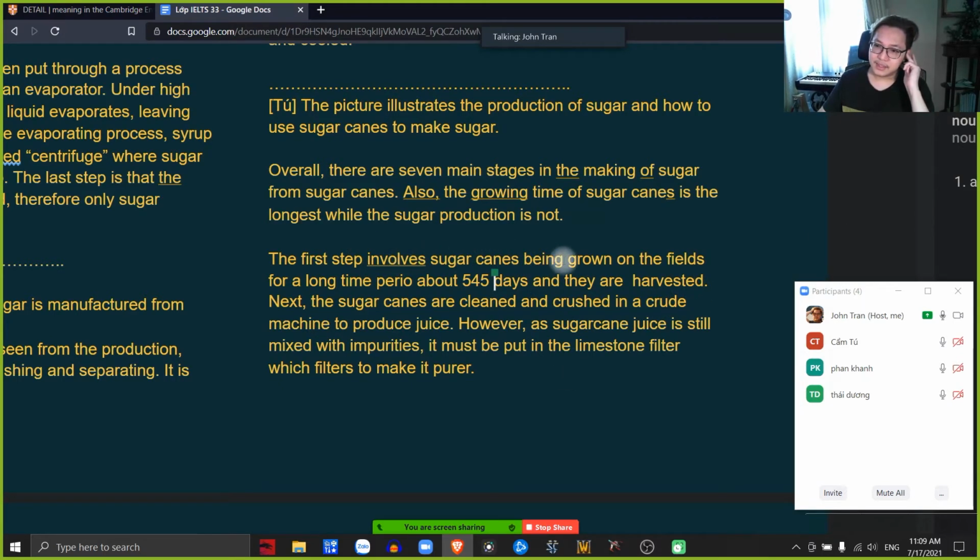The first step involves sugarcane being grown on the fields for a long time period. Cái giai đoạn đầu nó bao gồm cái sugarcane được trồng ở trên cánh đồng trong một khoảng thời gian lâu dài, khoảng 500 what?